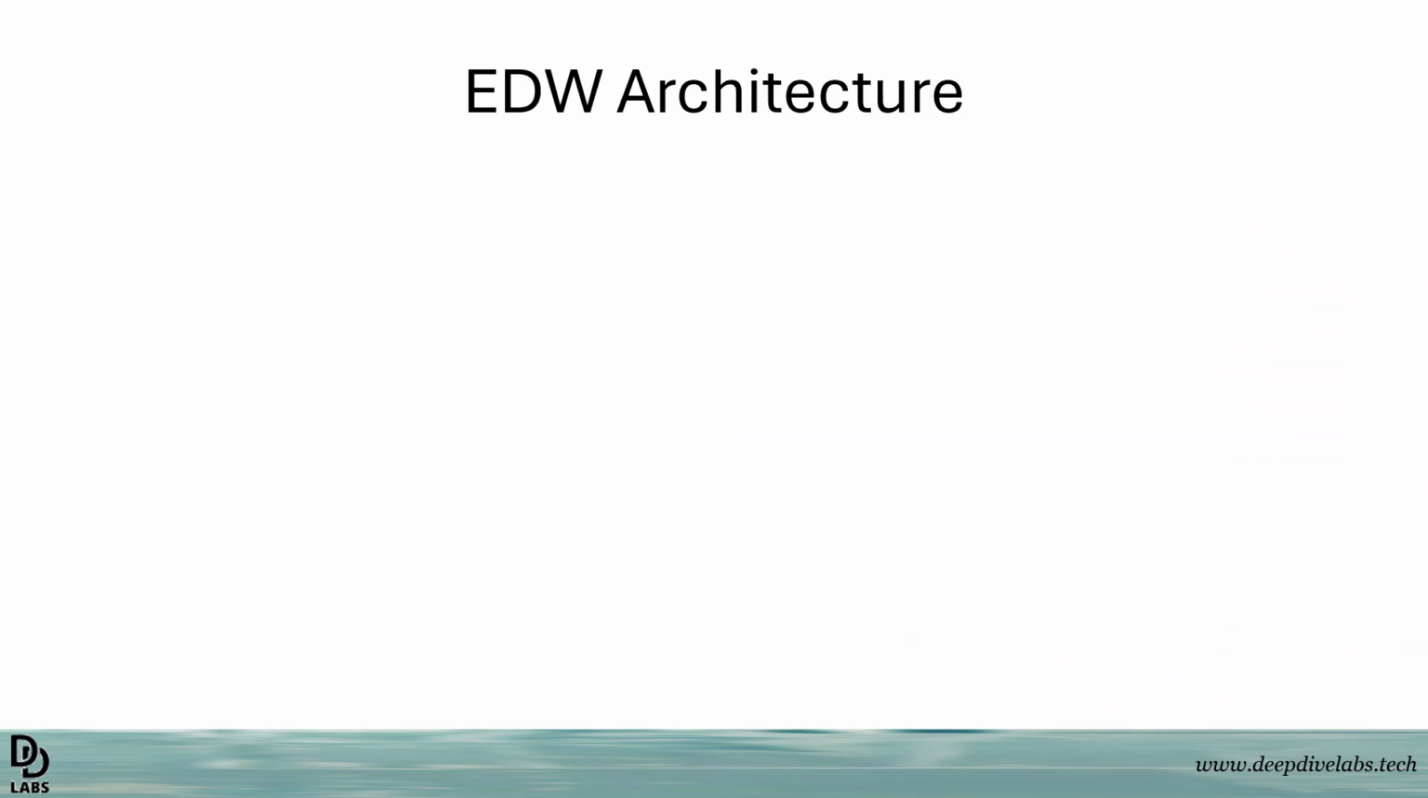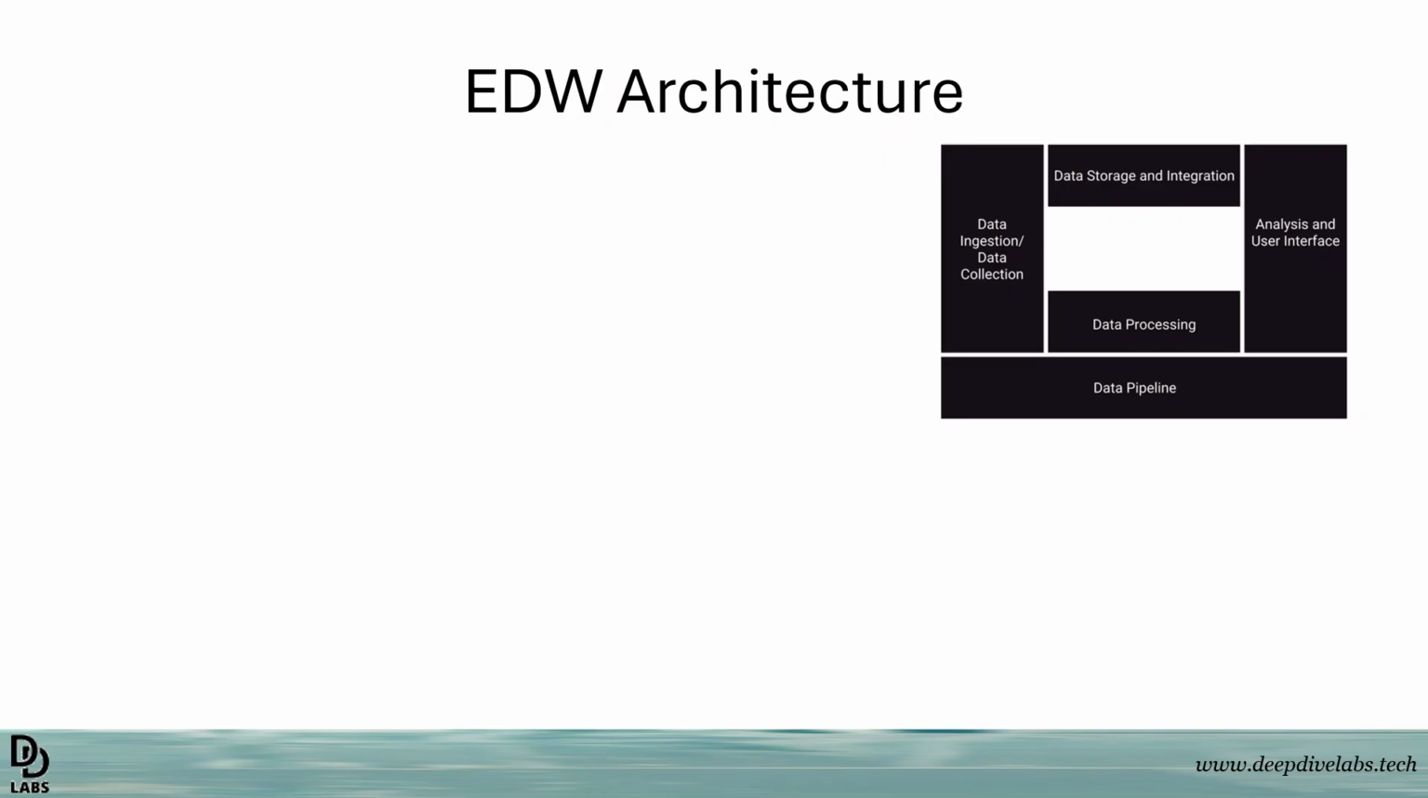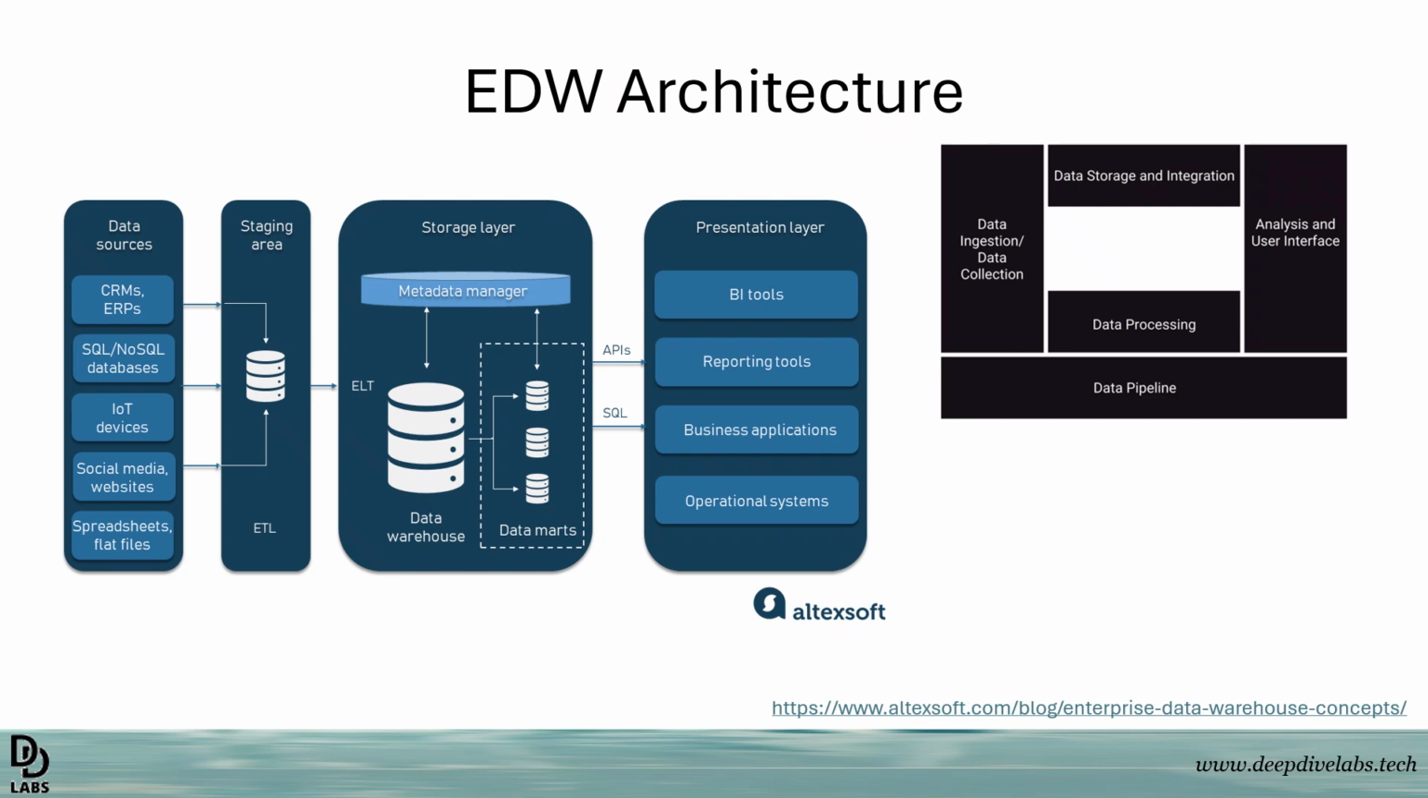So let's get introduced to the data warehouse architecture. EDW stands for Enterprise Data Warehouse. In the previous video, we looked at the different layers of a high-level data platform. A typical enterprise data warehouse architecture has a lot more components. So you have your different data sources, and then there is something called a staging area, your storage layer, which is containing your data storage and some processing.